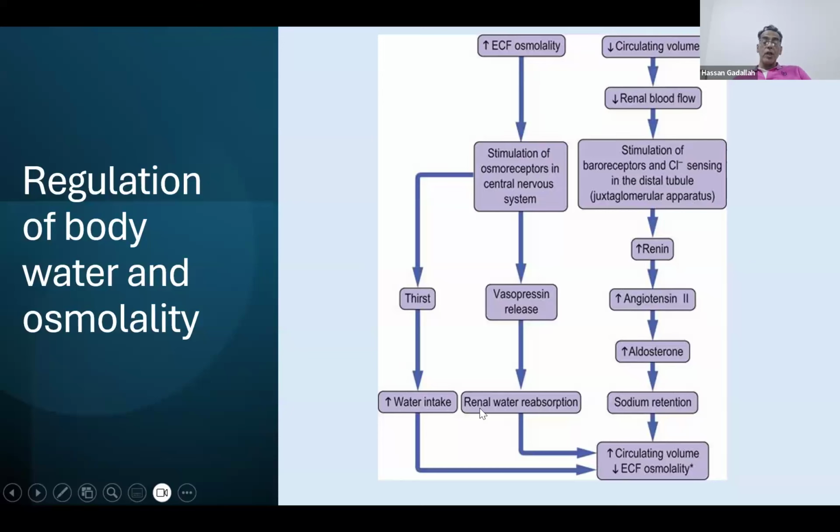Both mechanisms are going to conserve water in the extracellular compartment, which is going to restore the extracellular osmolarity back to normal. This is the normal pathway or normal mechanism. So whenever we have hypernatremia, we have a problem in such a mechanism. So we have to remember this pathway when you are dealing with the causes of hypernatremia.